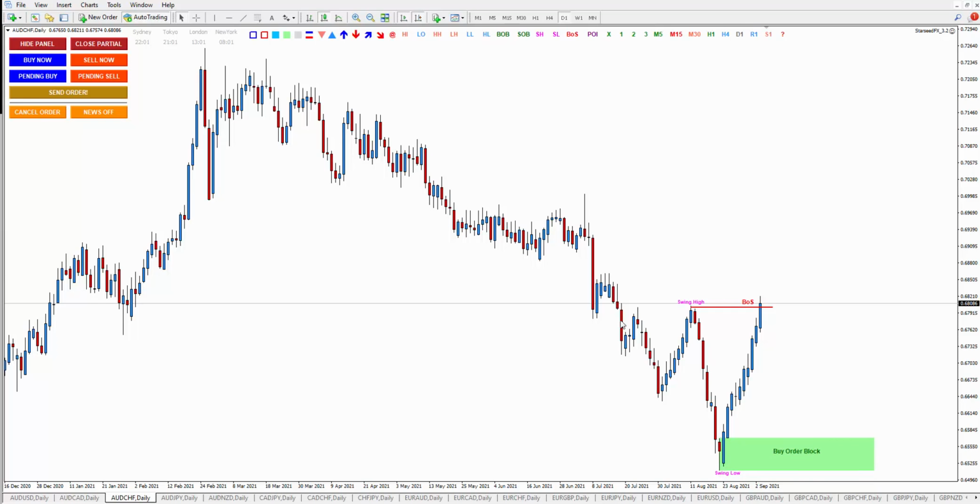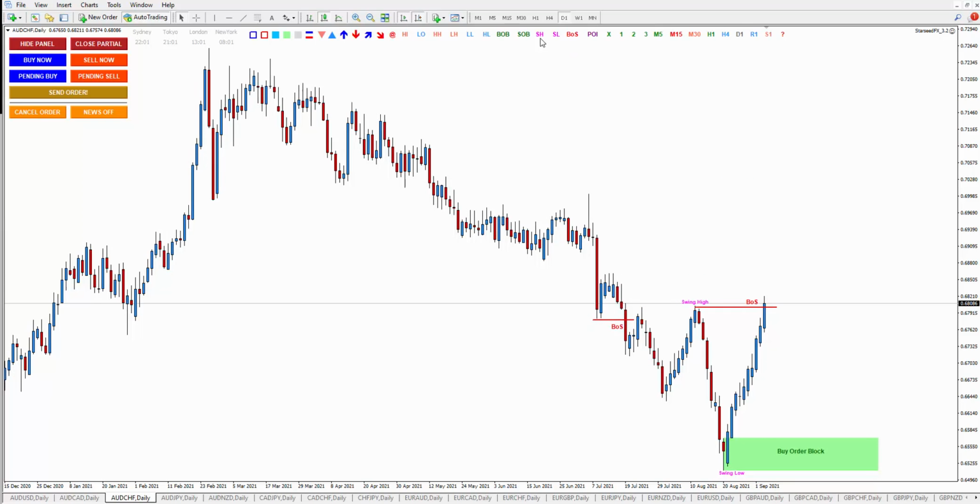Now again, if we look left, it's almost the same. Here is the break of structure. This is our swing high, this is our swing low, and the order block is the last bullish candle before the breakout happened.